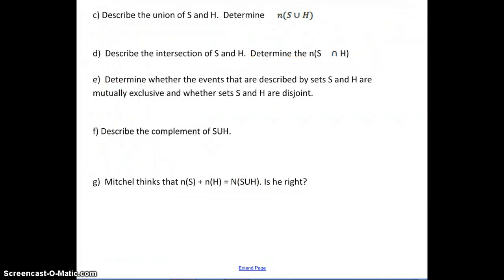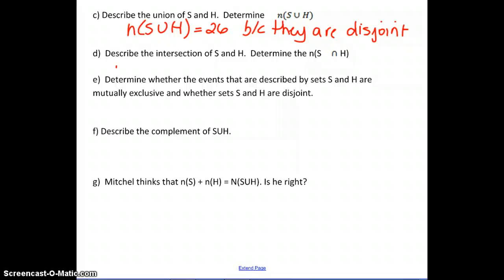Okay, next we're going to talk about the union of S and H. Determine the number of cards that are in S or in H. So what's the number of cards in S or in H? There's 13 in S. There's 13 in H. Is there overlap? No. So the number that is in either of them is 26. And we're talking about the intersection between them. So how much overlap is there between these sets? 0. Good. Because there is no overlap.